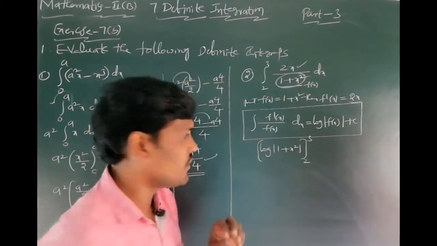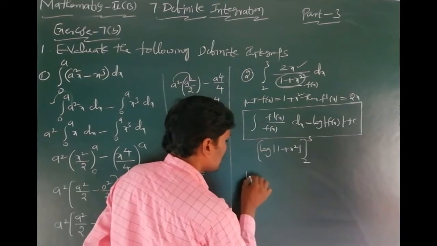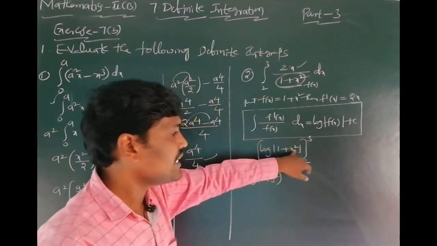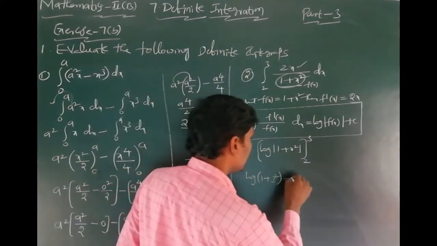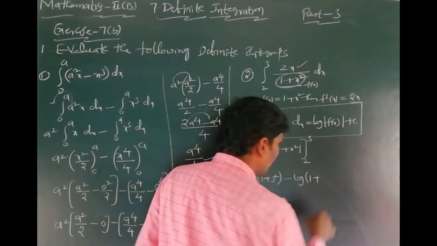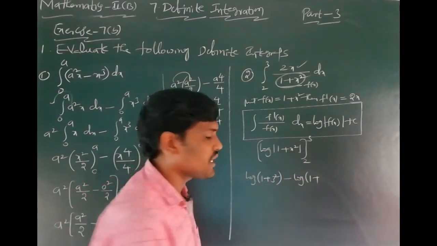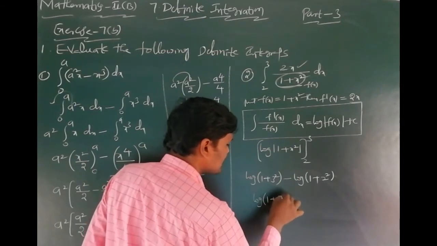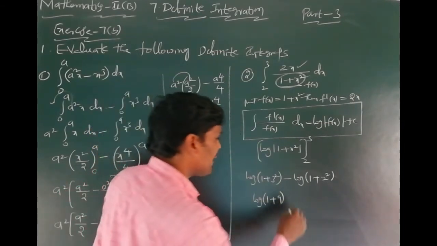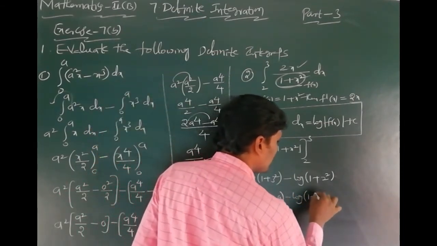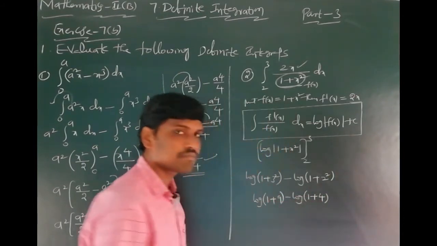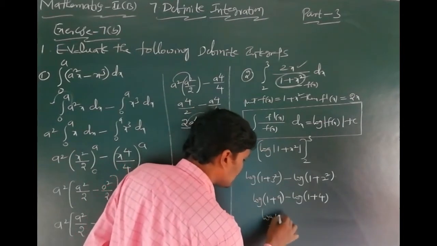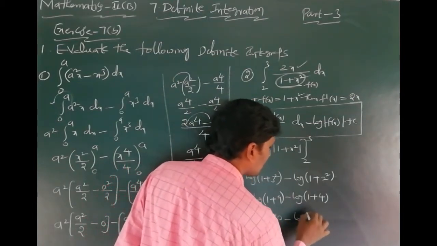Log of mod of f of x. You can write the upper limit first: log of 1 plus 3 square. The upper limit is where x value is 3, so log of (1 plus 3 square) minus log of (1 plus lower limit). What is the lower limit here? 2 square. After that, log of 1 plus 3 square, value 9, minus log of 1 plus 2 square, value 4. 1 plus 9, how much? Log of 1 plus 9, log 10, minus log 5.